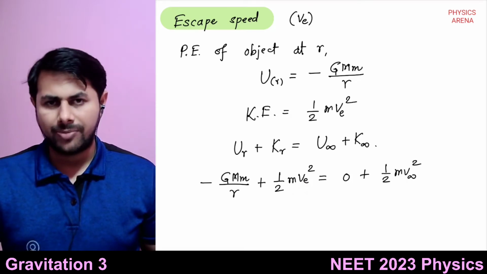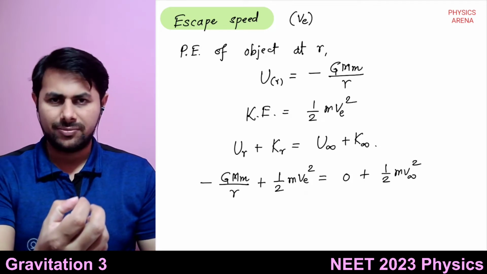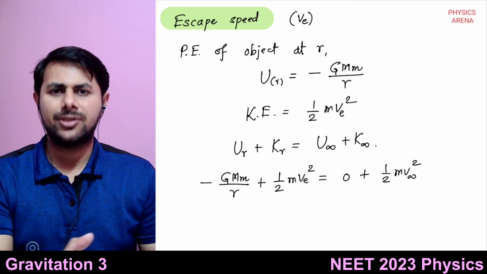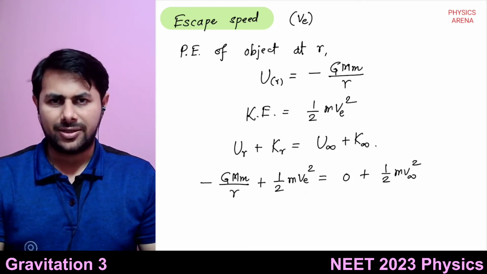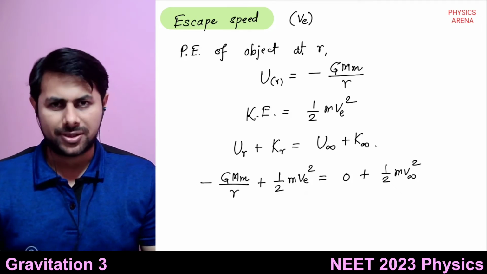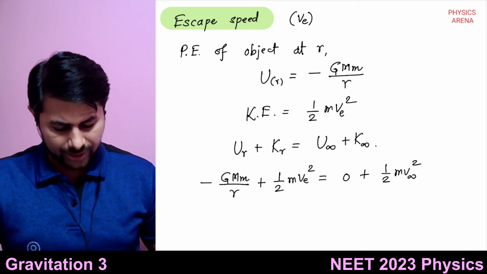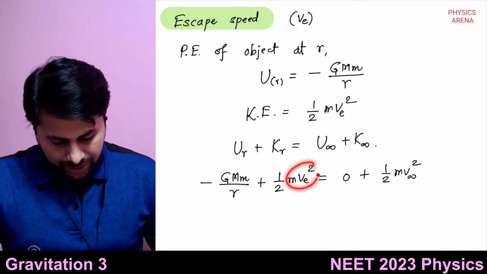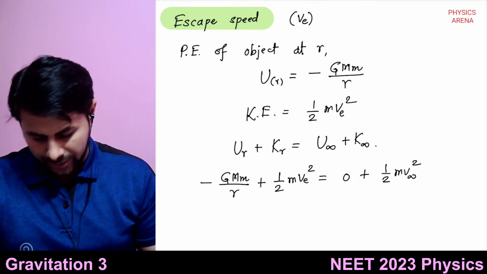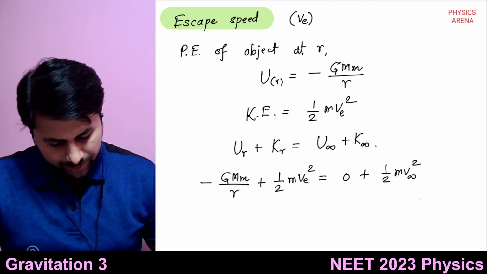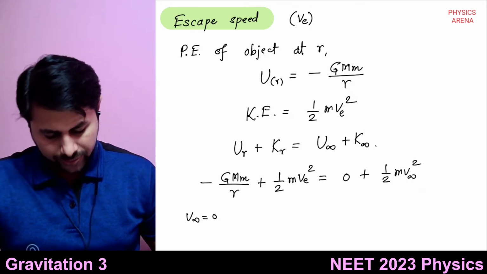So let's substitute v infinity equal to 0. That means the object just goes to infinity. It escapes Earth's gravitational influence, goes to infinity and stops there. There it doesn't have any velocity. So we consider v infinity to be 0, to find the minimum speed which must be given to the object such that it goes to infinity.